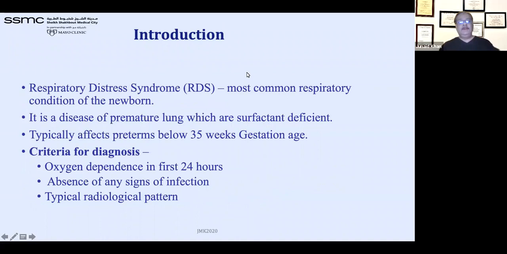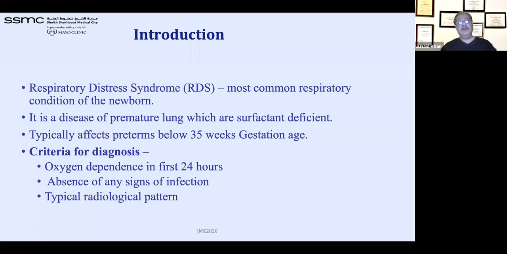So the introduction: respiratory distress syndrome is the most common problem in the newborn, especially in premature babies, and typically affects those below 35 weeks of gestation. And why is it like that? Because of lung maturation, I will show you the diagram on that. Then we should know what the criteria for diagnosis are.